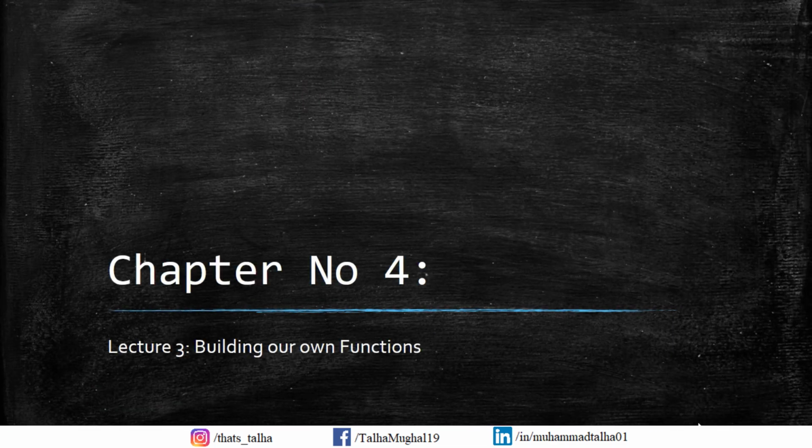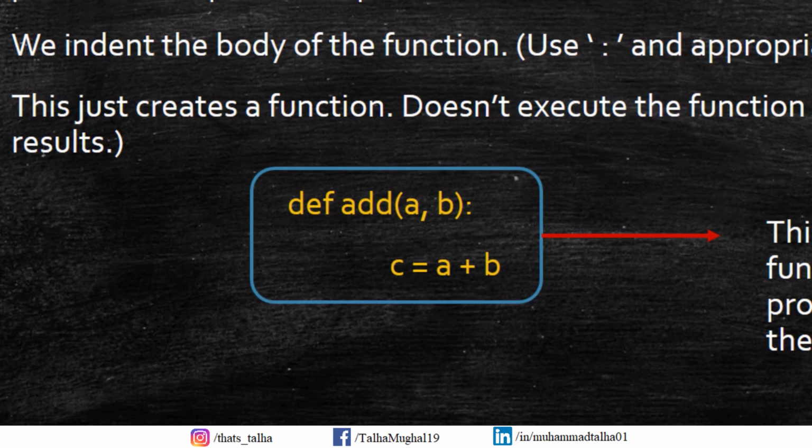Now we will see deeper inside building our own functions. So we define a function using the def word, and then we use the name of the function, and then we place parentheses after the name of the function. And inside those parentheses, we write parameters. These parameters are absolutely optional. After that, we indent the body of the function. In other words, we use a colon at the end of the function defining statement, and after that we use appropriate spaces.